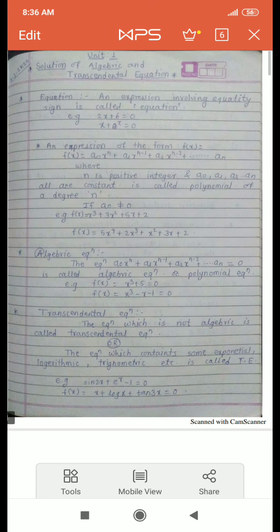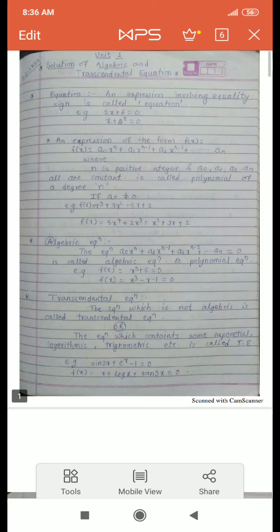For example, sine 2x plus e raised to x minus 1 is equal to 0 is a transcendental equation because it contains sine 2x and e raised to x. E raised to x is exponential and sine 2x is a trigonometric function. Similarly, the next example is x plus log x plus tan 3x is equal to 0, in which log x and tan 3x are present. These are examples of transcendental equations.